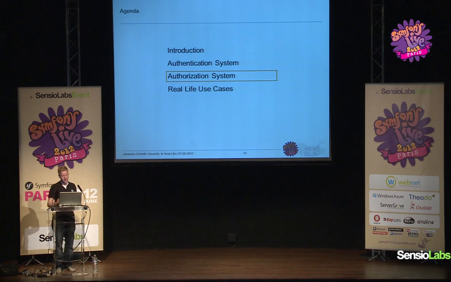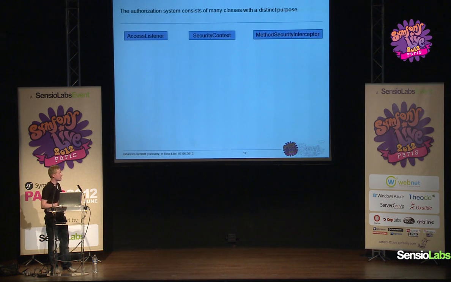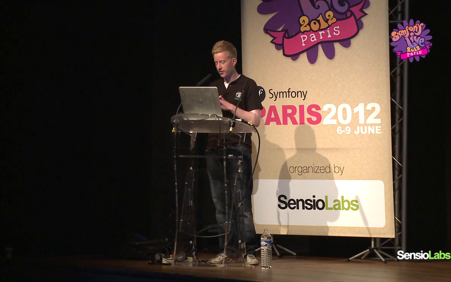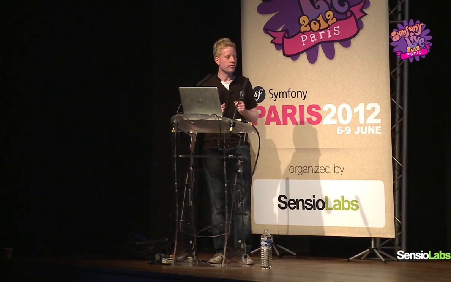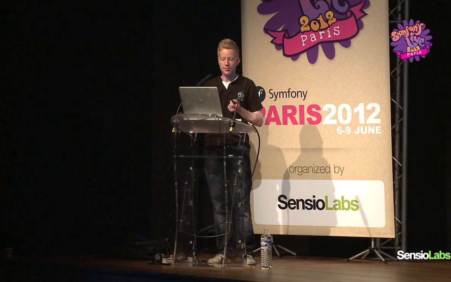It was real quick. Now one more look at the authorization side of things. Basically, we have three entry points to the authorization part of the system. One is the access listener, which also hooks into the firewall. It's basically doing checks based on the pattern of the request, like what URL has been entered, or IP-based matching, and doing checks based on that.